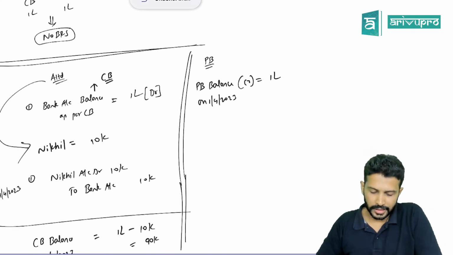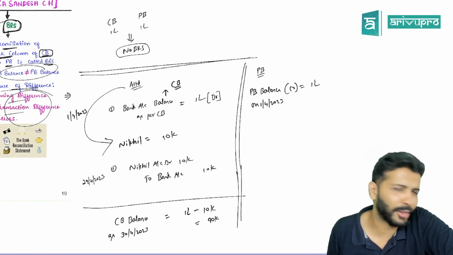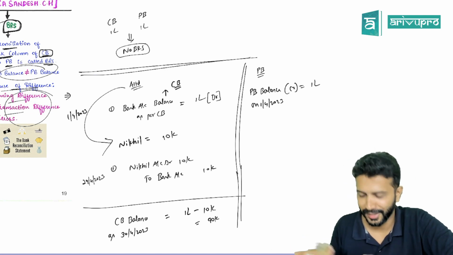1 lakh. Let's say Nikhil is attending this accounts class. Busy guy. After that, he's going home and revising also. No time.